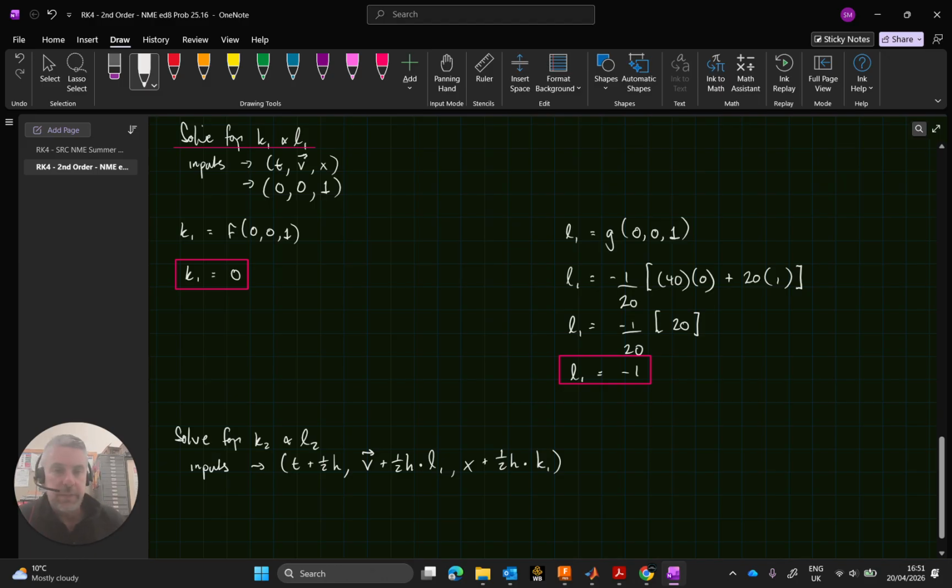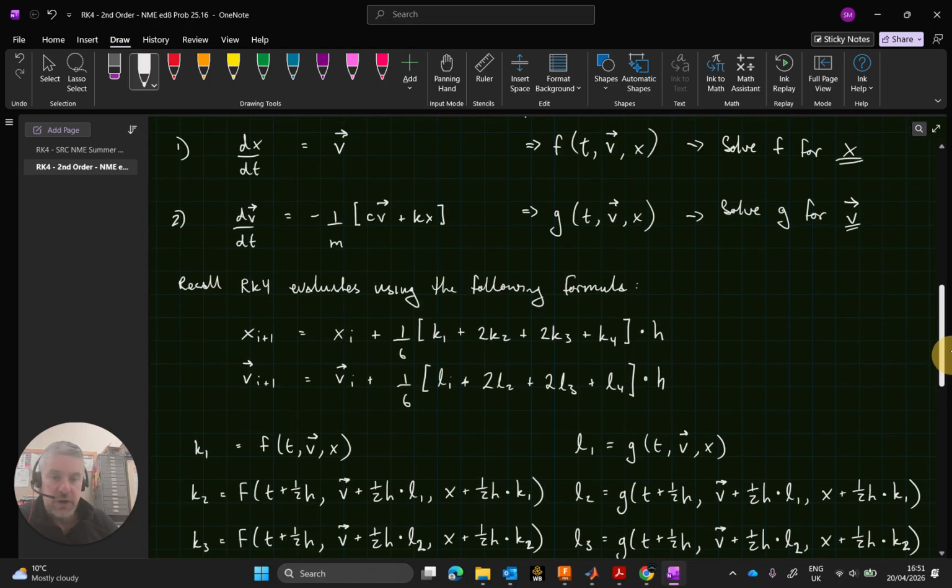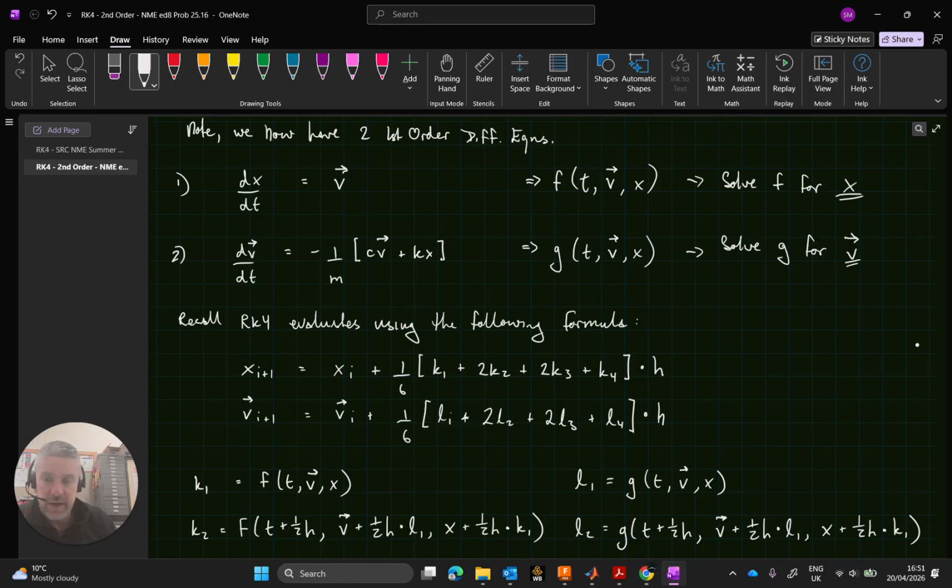Now, a question that my own students come back to me with very commonly is, how do you know to apply the L1 to the V here and the K1 to the X? Why don't you put K1 onto V? How do you know that? Well, this is dv dt. When you solve dv dt, you get a V. And we've seen up here that our dv dt is the g function, right? So the dv dt is that g function. And the g function that we're using, when we solve that, we get a V, are the L's.